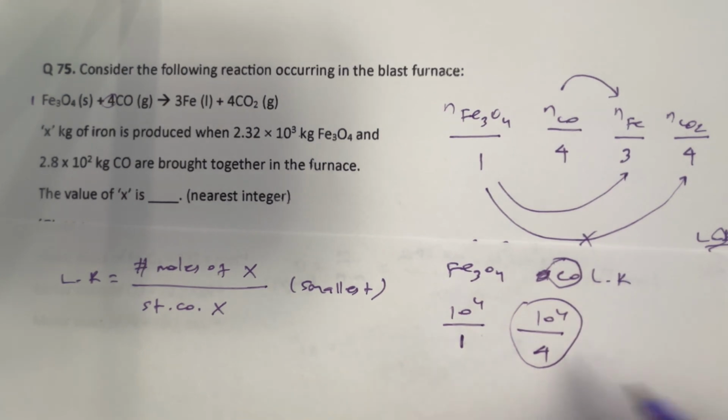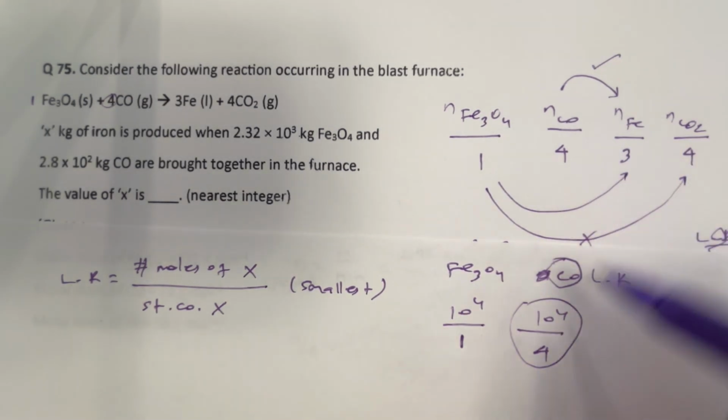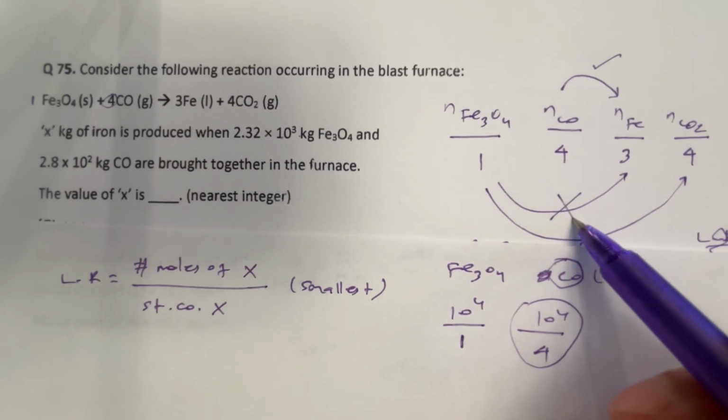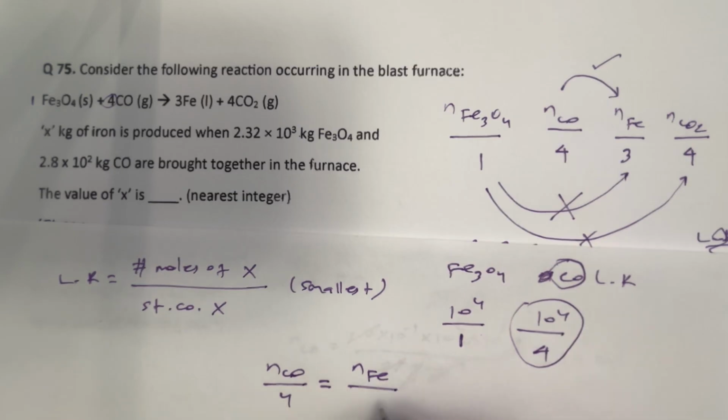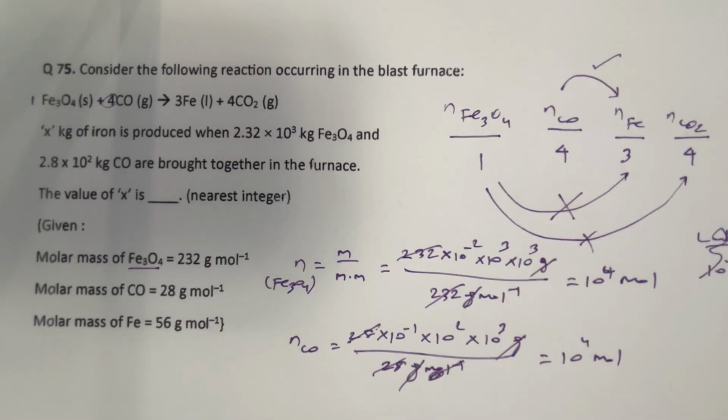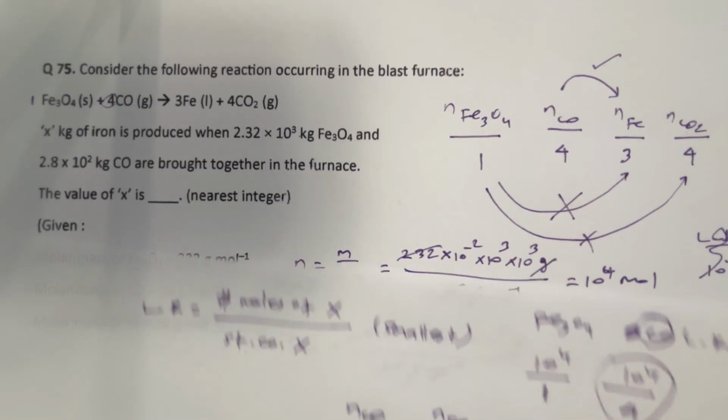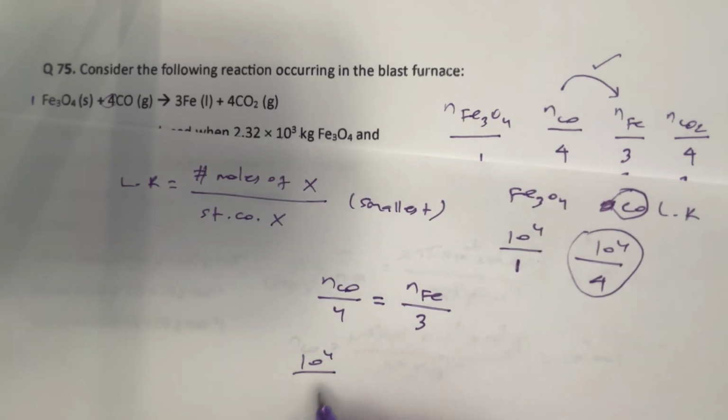So we have determined the limiting reagent, and this means this is the way we should equate it. This one we shouldn't equate. So number of moles of CO divided by 4 is equal to number of moles of iron divided by 3. The number of moles of CO we already found, and that is 10 to the power 4 moles. So 10 to the power 4 divided by 4. We can bring the 3 here, and that is equal to number of moles of Fe.